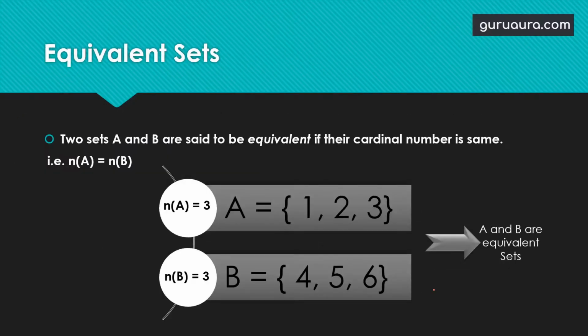Now let's see what are equivalent sets. Two sets A and B are said to be equivalent if their cardinal number is the same. Let's consider two sets A and B with 1, 2 and 3 as elements of A and 4, 5, 6 as elements of B. Both the sets have the same number of elements. The cardinal number for both the sets is 3. Hence, the two sets A and B are equivalent.